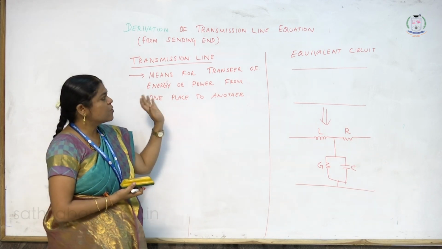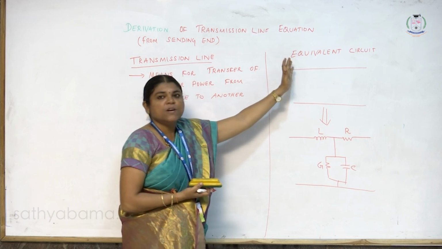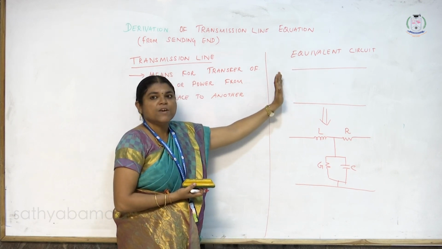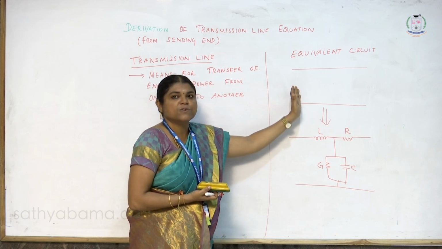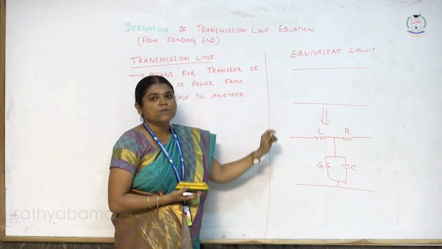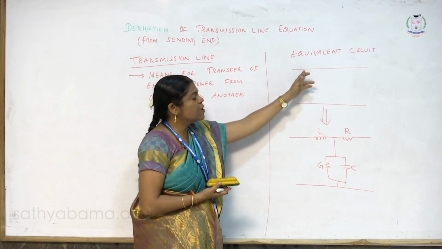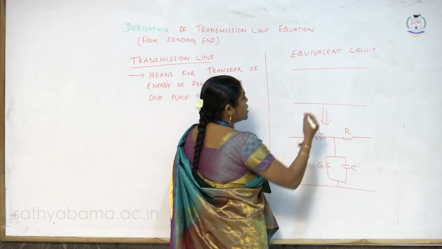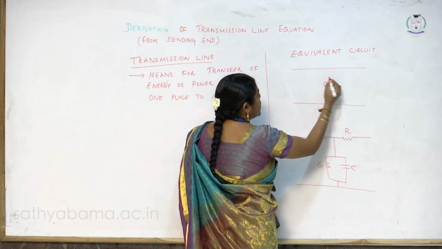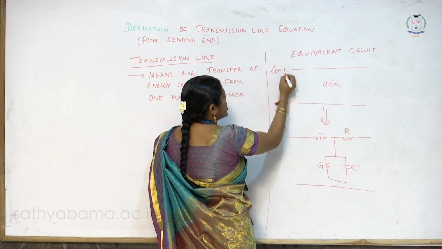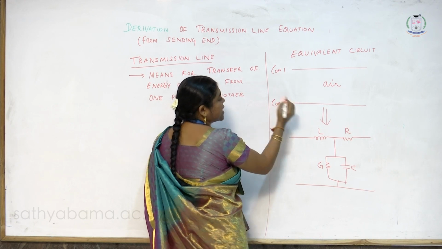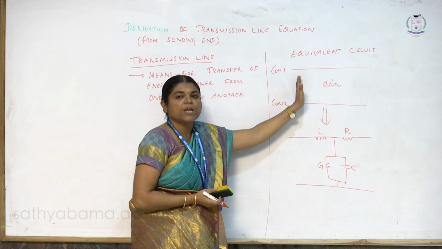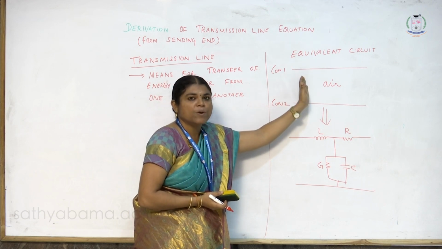Before going into the derivation part, let me first take up the equivalent circuit of a transmission line. For this, we are going to take the simplest form of transmission line, which is a two-wire line. This two-wire line is made of two conductors separated by a dielectric medium, usually air. So, we have conductor 1 and conductor 2. This setup is called a parallel wire line, a two-wire line, or an open wire line.